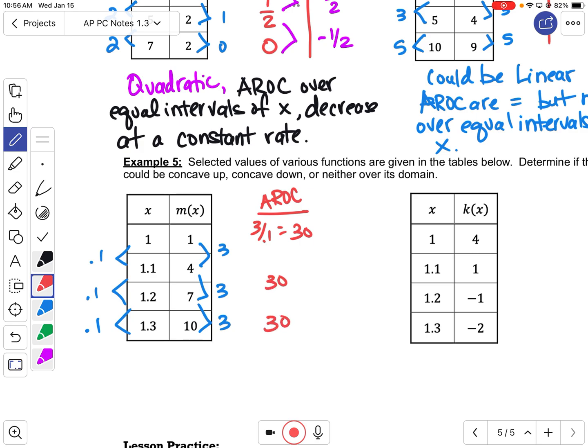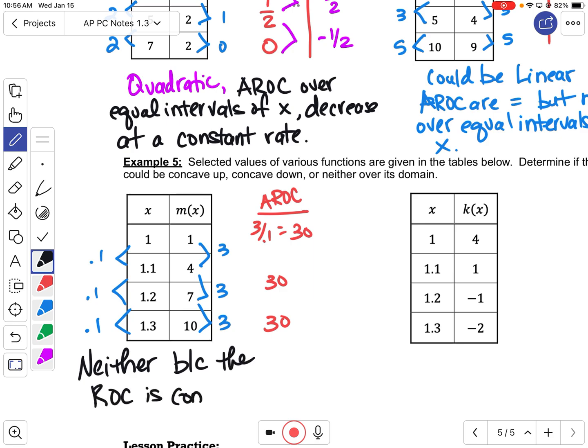So we got a constant average rate of change. It's not increasing, it's not decreasing, so does it have concavity? No. So we would say it's neither, because the rate of change is constant. Okay, y'all try that last one.